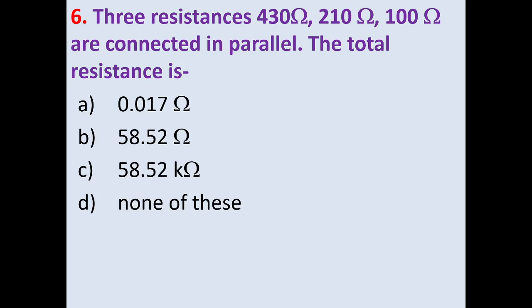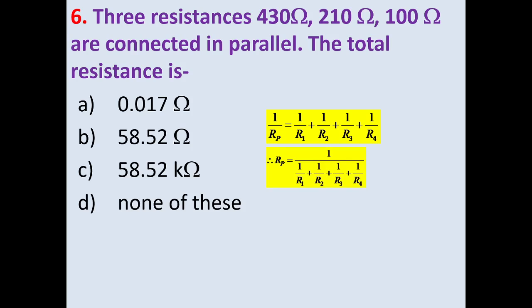Three resistances of 430 ohm, 210 ohm and 100 ohm are connected in parallel. The total resistance is? Again we use the equation for a parallel combination, that is 1 upon Rp is equal to 1 upon R1 plus 1 upon R2, 1 upon R3, 1 upon R4, etc. Only three resistances are connected here. So we directly find Rp by substituting the values, and we get Rp as 58.52 ohm, that is option B.